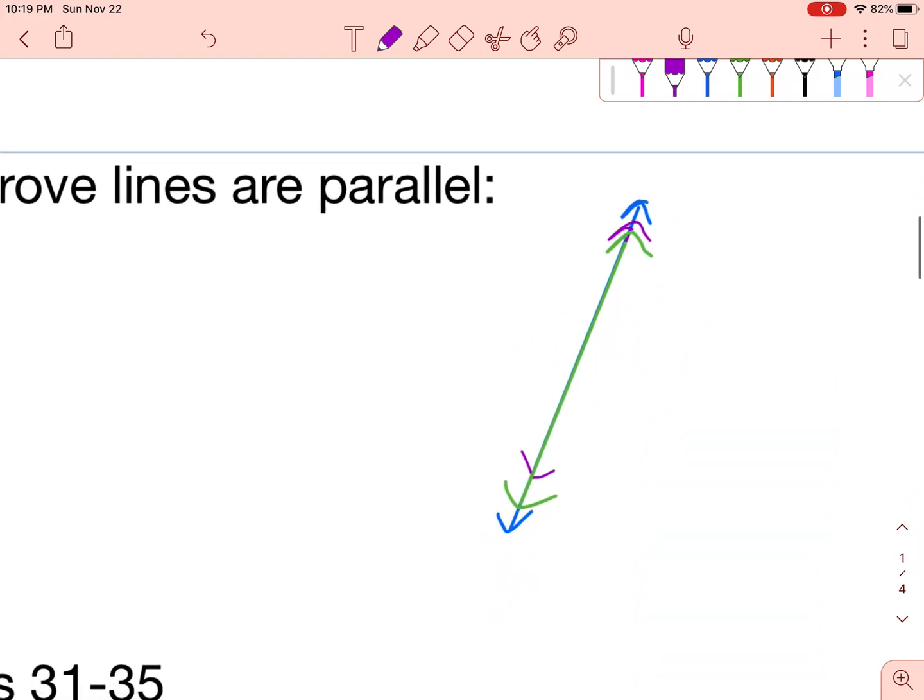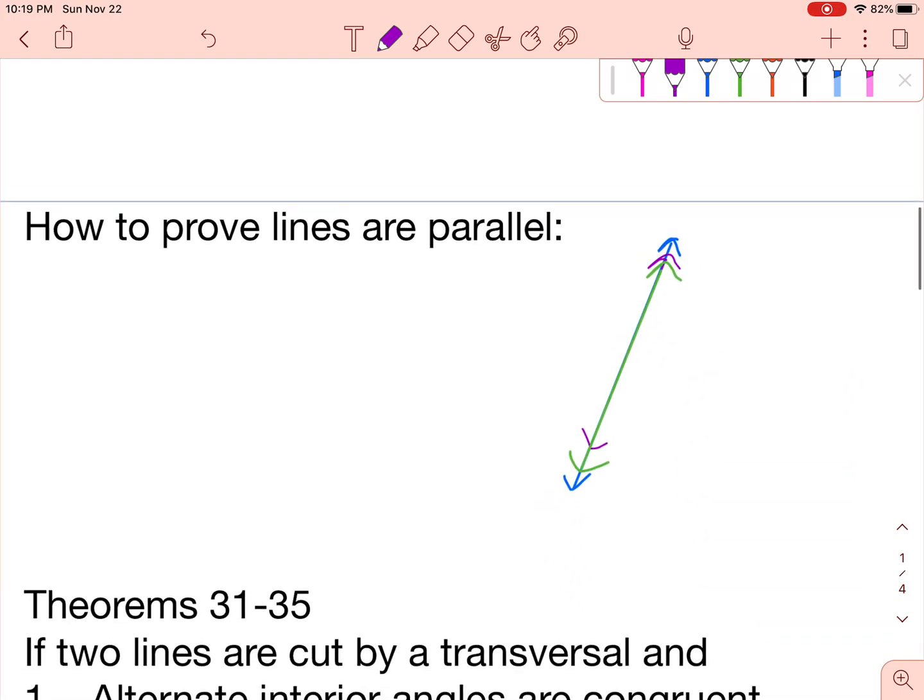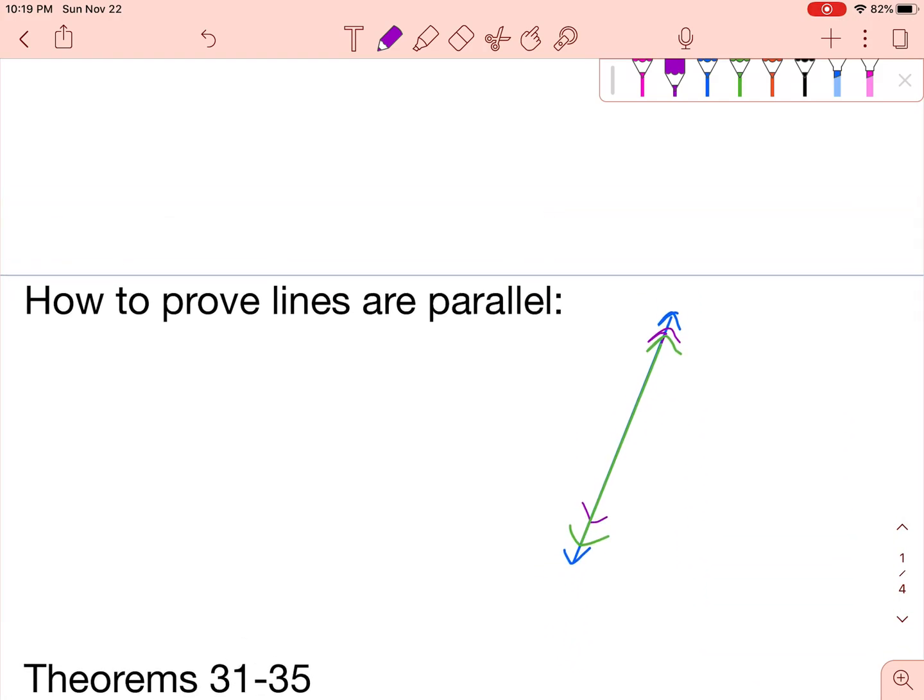Now we're going to talk about how to prove lines parallel. Let's take a look at these 3 lines. I have a blue line, a purple line, and a green line. Right now they're stacked on top of each other. If I click on a line, and I got the green one, I can open it up.